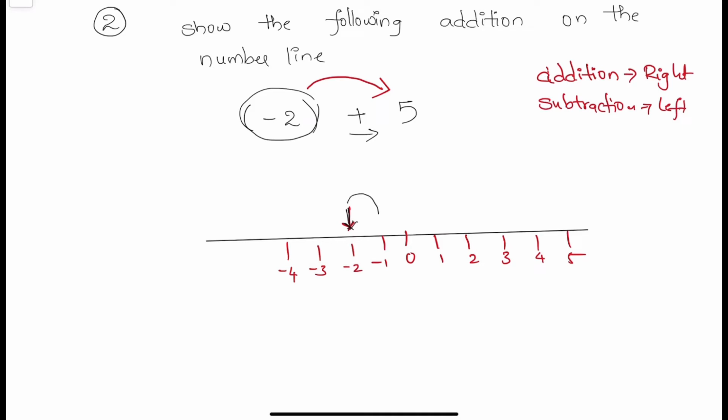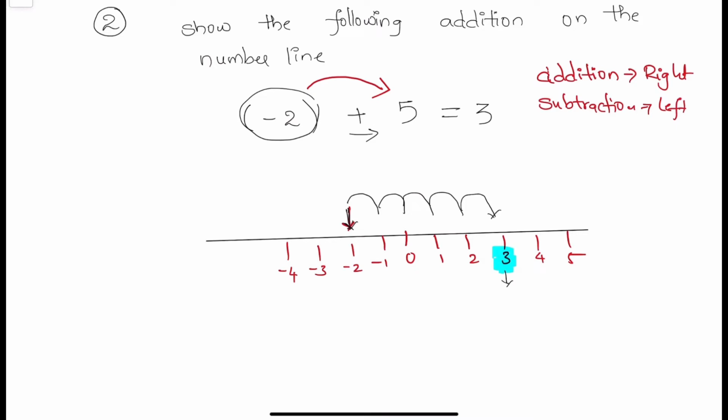So I move how many places? 1, 2, 3, 4 and 5. And where did I land? I landed on 3. So what is my answer? My answer is positive 3. And you have to write the answer here.